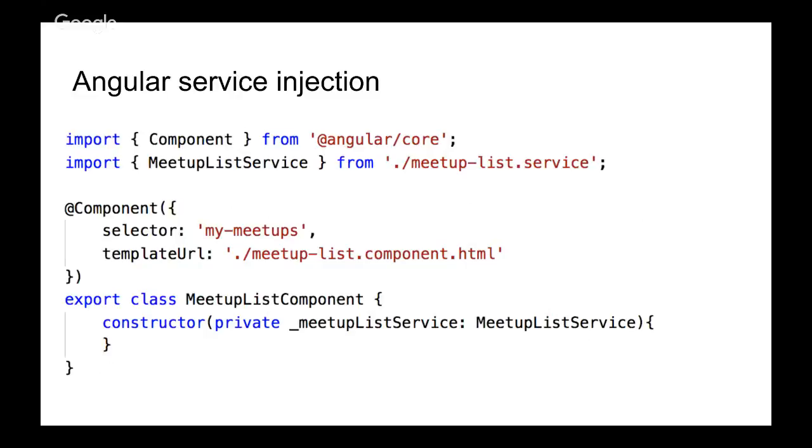So private underscore meetup list service. I created a private instance, to which I assign the instance of meetup list service, my service. So now the meetup list service instance that we have created is available in my meetup list component. This is how we inject it. Injection is pretty simple: just a constructor, which gets called automatically whenever this component initialization happens, and during the initialization phase you will get the instance of the service also. And to use that service, obviously you have to import it. That's why the import of meetup list service is there. So this is how you can do a service injection.